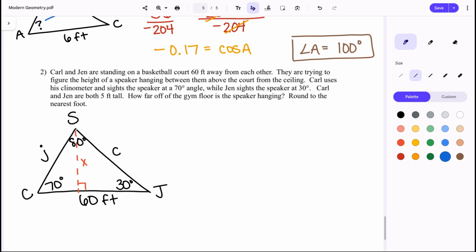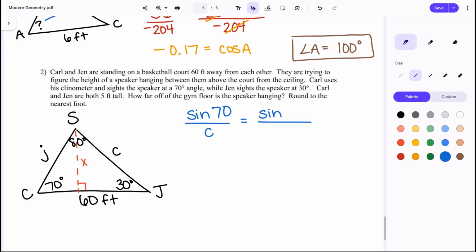If I started to use law of sines, how could I potentially set that up? Sine of what over what equals sine of what over what? Yep, so think about the picture here. What would we maybe use for big A and little a? 70 and what goes with the 70? Little c. That's what we said we wanted to find, right?